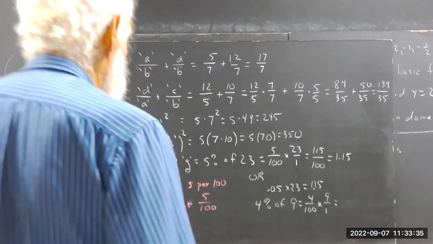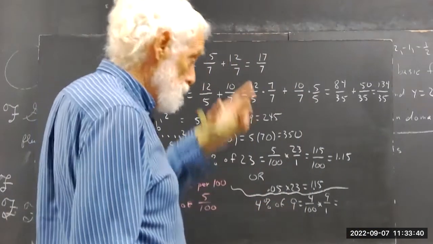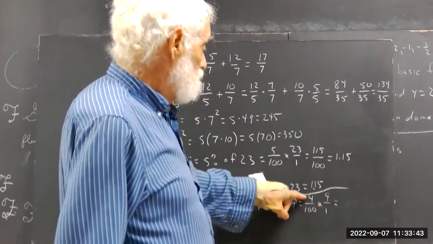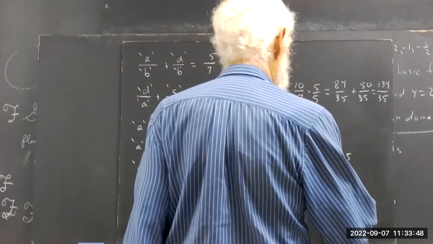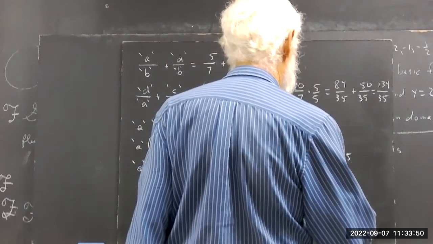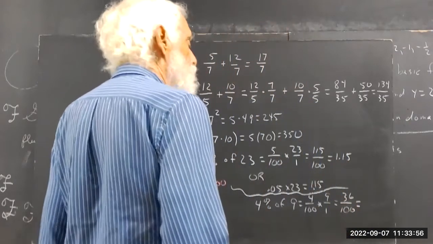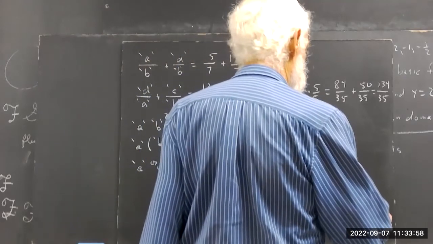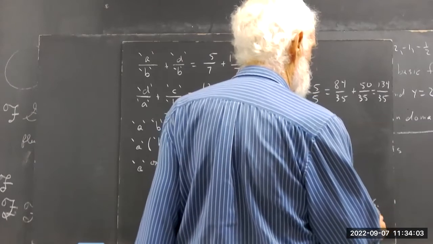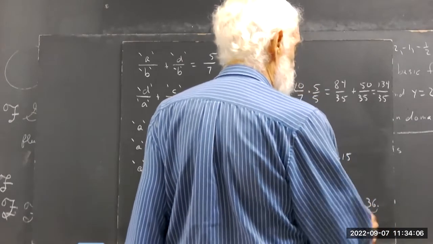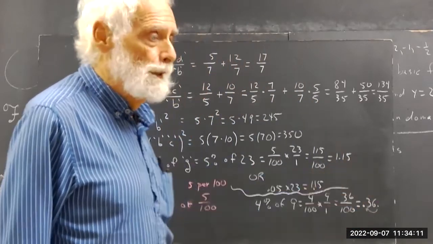Another example. 4% of 9. That's what somebody might ask about. 4 over 100 times 9 over 1, which is exactly what we have, which is 36 over 100. And then dividing by 100, you take your 36, and the decimal's right here. You move the decimal over 2 places because you're dividing by 100. It's got 2 zeros.